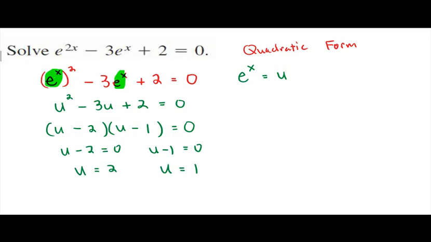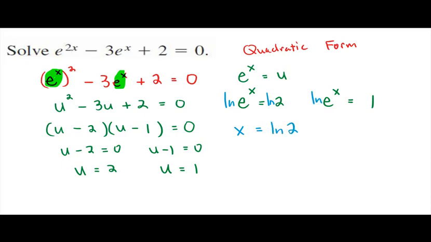Now we're not finished though. You need to substitute these values back with the e to the x. So we know e to the x is u, so e to the x is going to equal 2, and e to the x is going to equal 1. Now we need to solve for x. So we need to ln both sides because you have this base that's an e. Then we're going to get x. Remember, ln e equals 1. So 1 times x is just x. So x equals natural log 2.